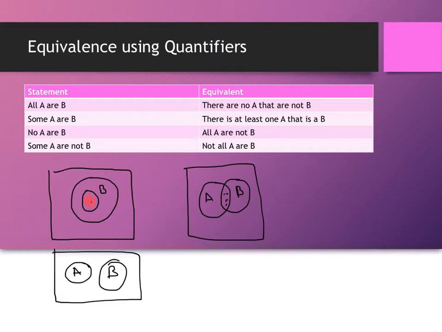Some A are not B: all we're saying is that there are things in A which are not in B. In other words, there are things in this region here. And that's equivalent to saying that not all A are B. So not everything in A is inside of B. There are things that are in A but not in B.